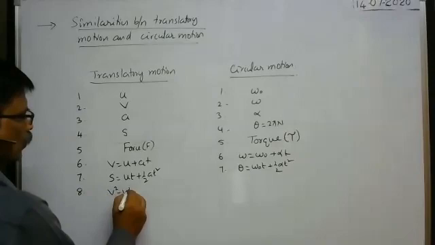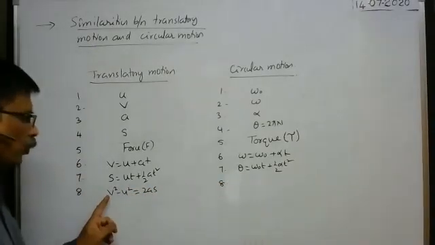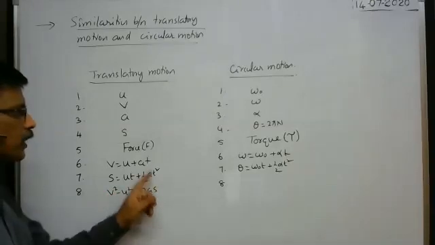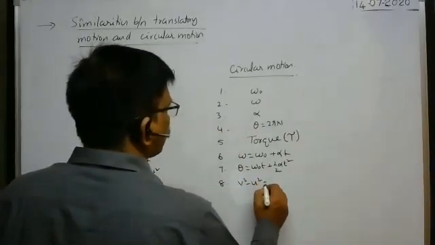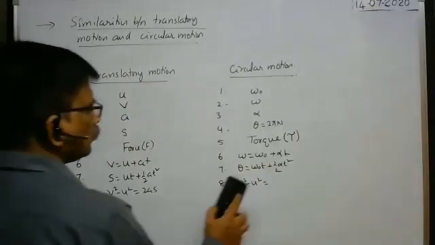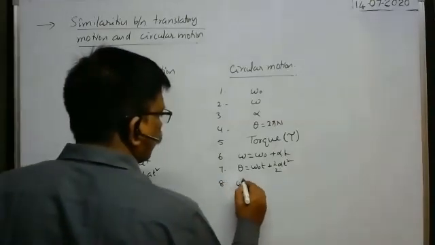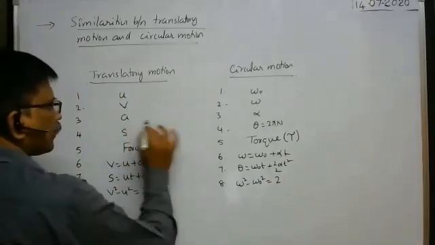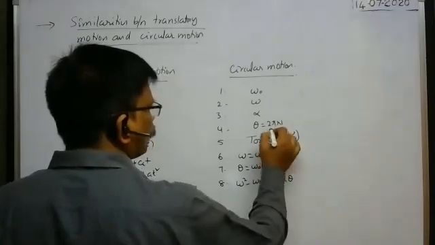Next, eighth one. v square minus u square is equal to 2as. Tell me the similar equation. Omega square minus omega naught square is equal to 2 alpha into angular displacement theta. Of course, theta can be written as 2 pi n.